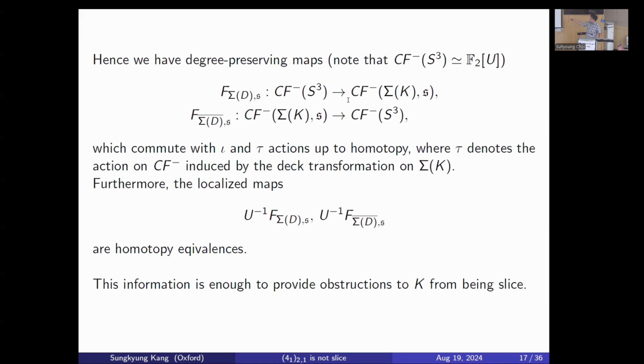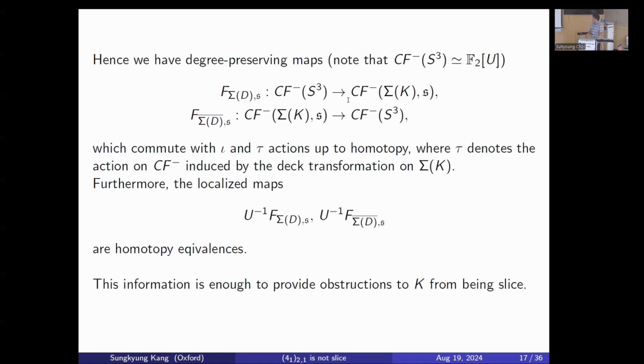And therefore, we have this sigma d is a rational homology cobordism, so its cobordism map is degree preserving. The opposite thing as well. So if you write down the cobordism maps from S3 to here and here to S3, they will both be degree preserving chain maps. And they will also commute with iota and tau actions up to homotopy, where tau is the deck transformation. And since they're rational homology cobordisms, if you localize by inverting U, they will become homotopy equivalences as well.